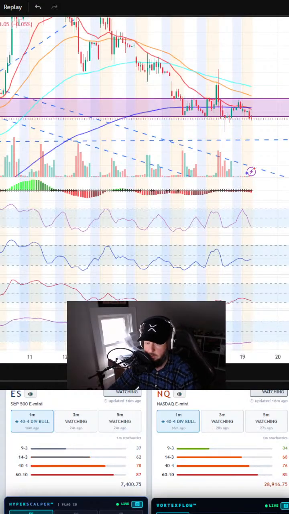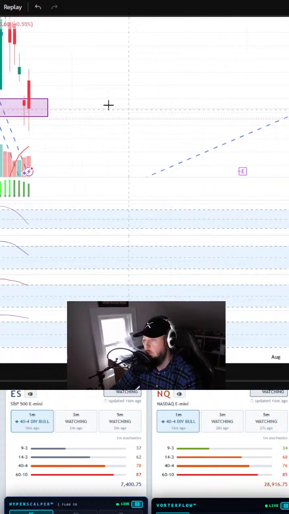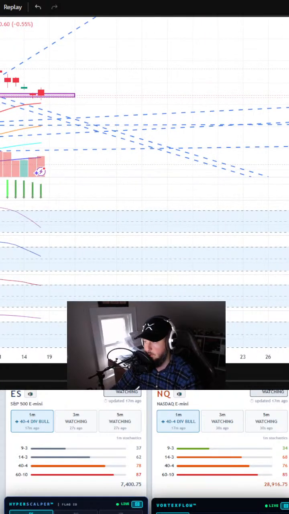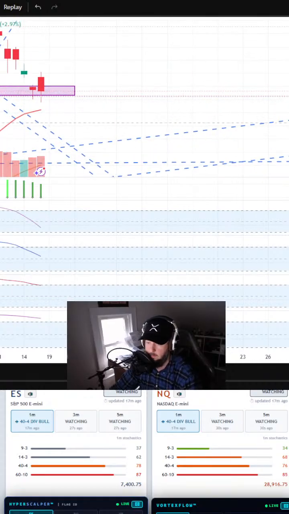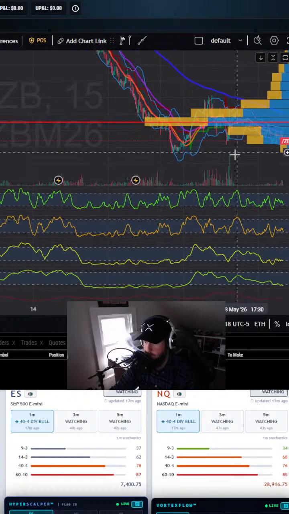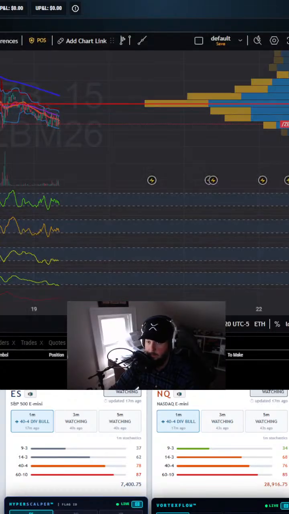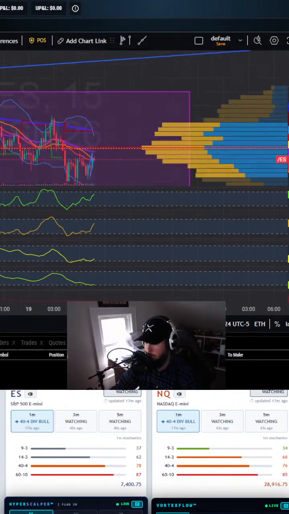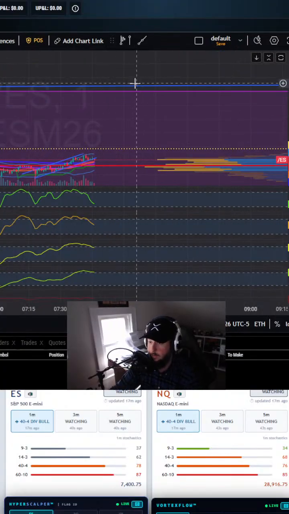On the daily chart, we're still well above the 200-day moving average, so we're still very, very bullish on the daily. There's the selling pressure on the ES. You can hear it popping. You can hear those popcorns. On the 15-minute, on the 1 minute.